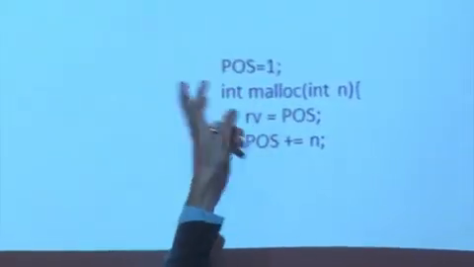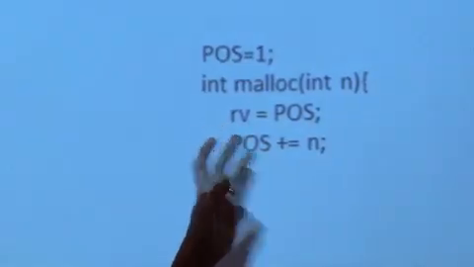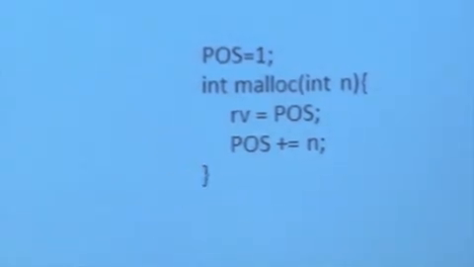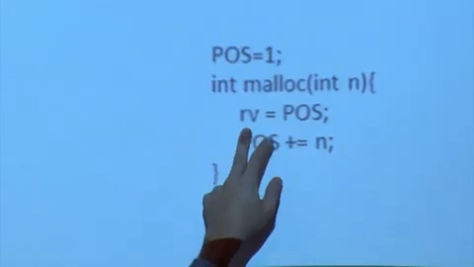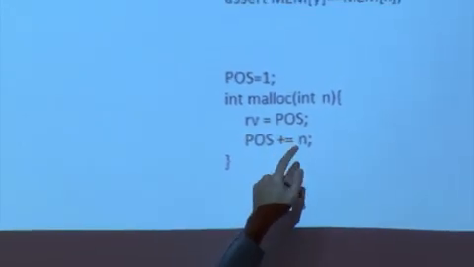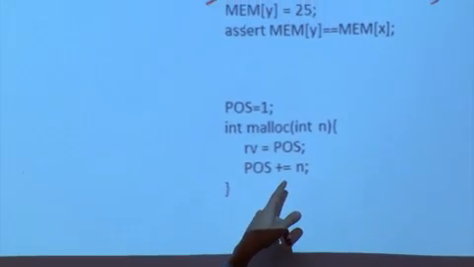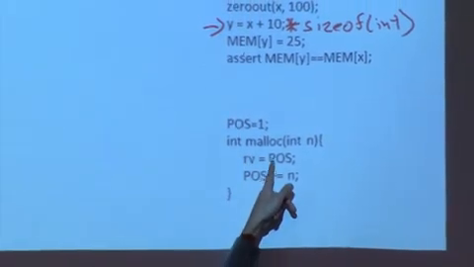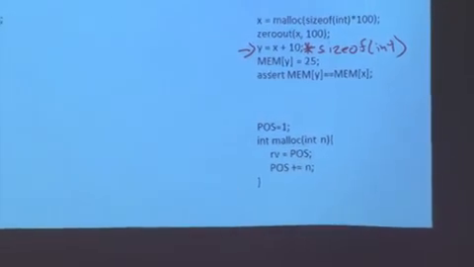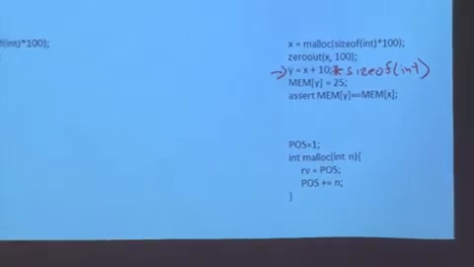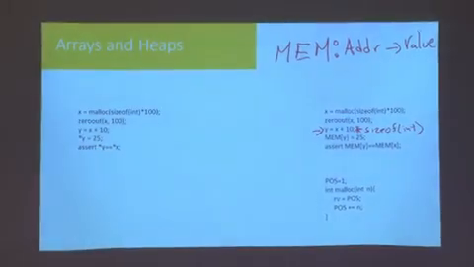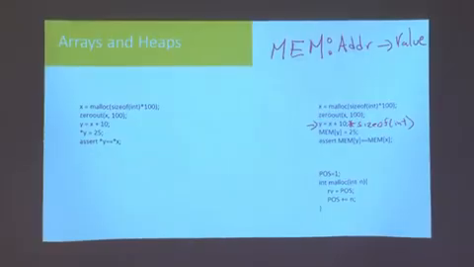a malloc that just says: I'm going to keep a counter for the next free memory location. And whenever somebody asks for an address, I'm just going to give them this position and then increment the position, and then return RV in this case.